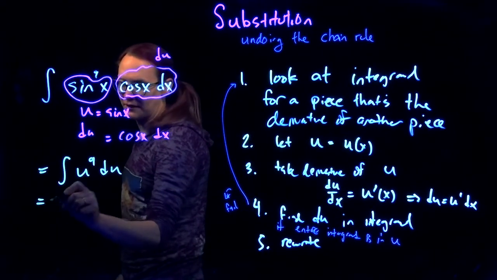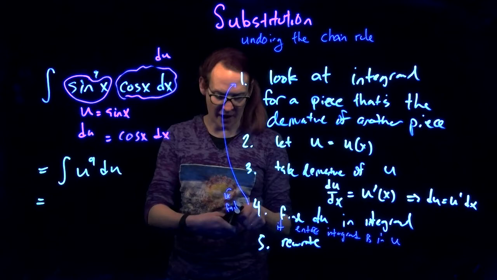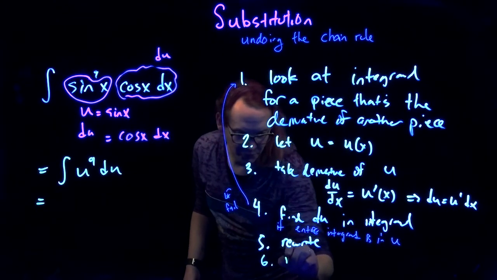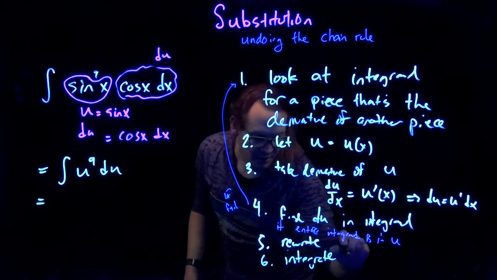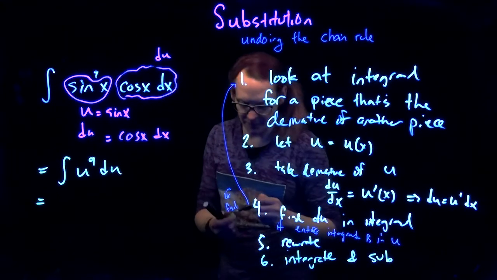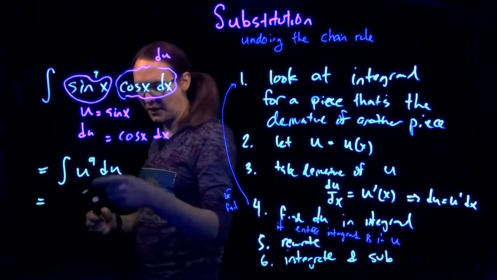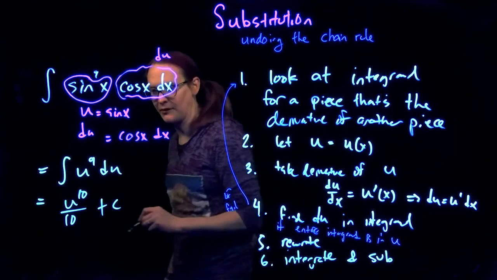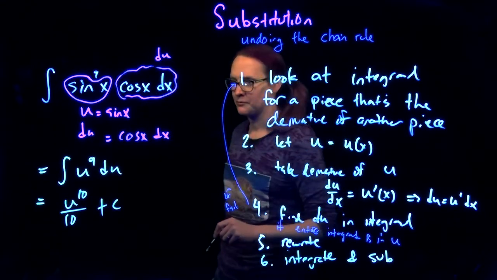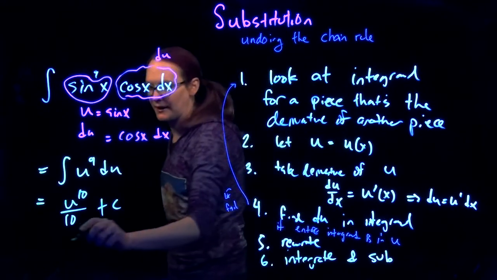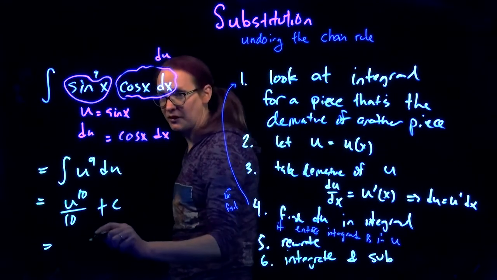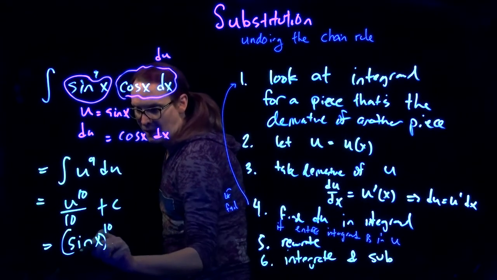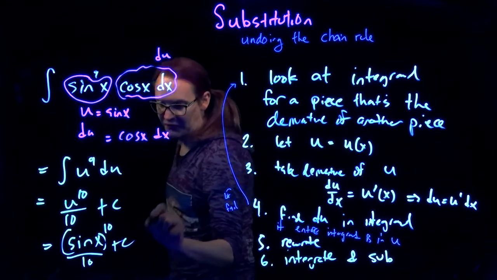And so now I'm going to go ahead and integrate. So we're going to rewrite. This should be entirely in terms of u. And then lastly, we're going to integrate, and we'll unsubstitute. So we're going to get u to the 10th over 10 plus some constant c. But our original function was in x. We want it to be in x. So now we'll substitute what u is equal to, and we'll have sine of x to the 10 over 10 plus some constant c.